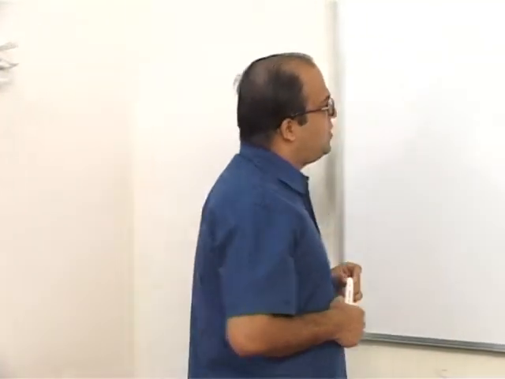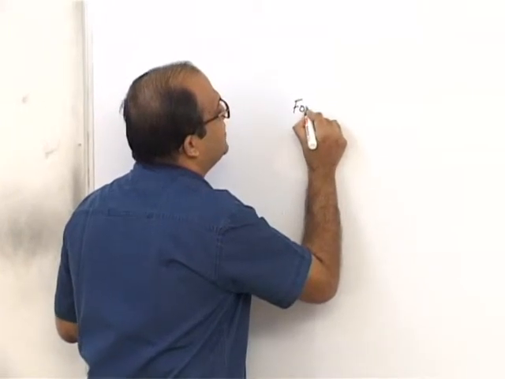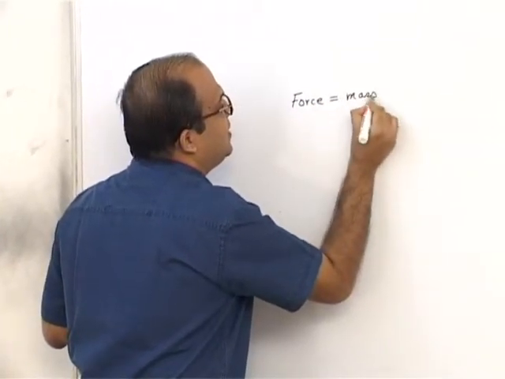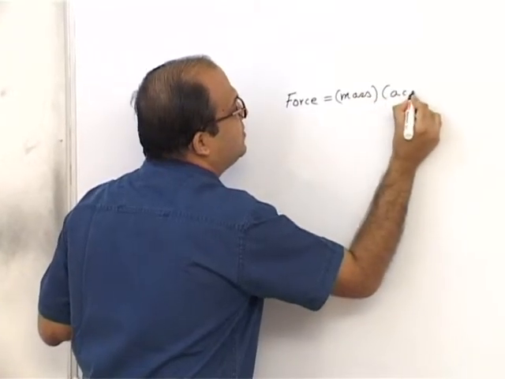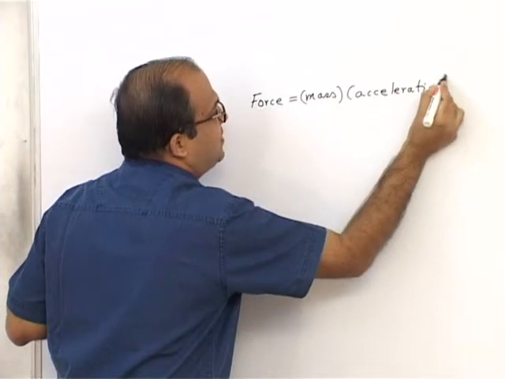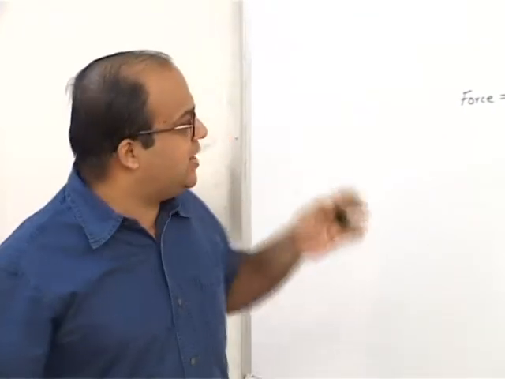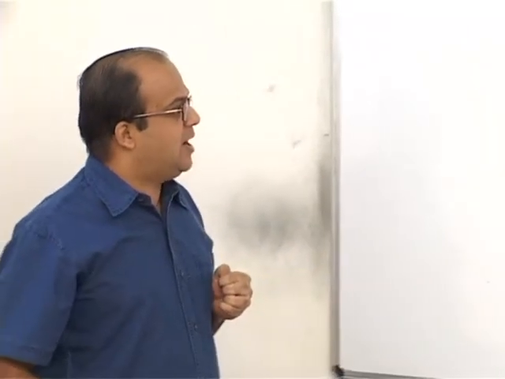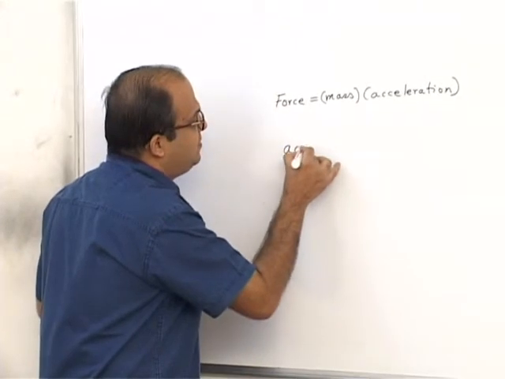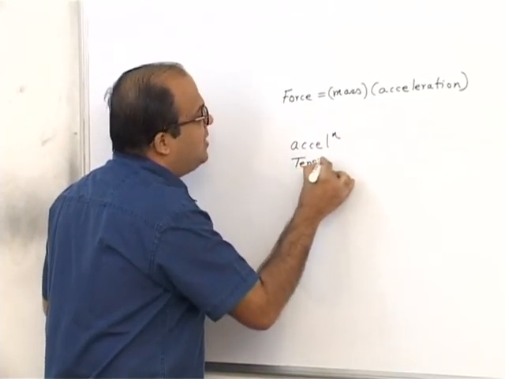In the next step, we apply the equation force equal to mass into acceleration along each axis independently. So then you will get a number of equations, and the last step is to typically solve for acceleration and tension simultaneously.